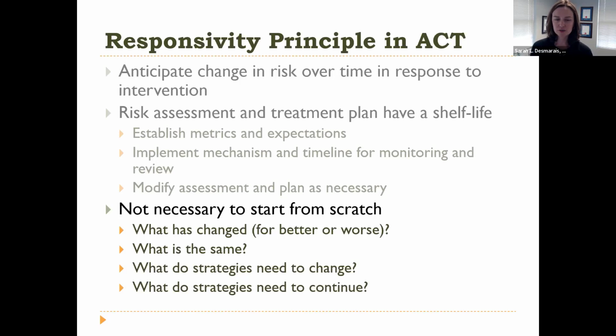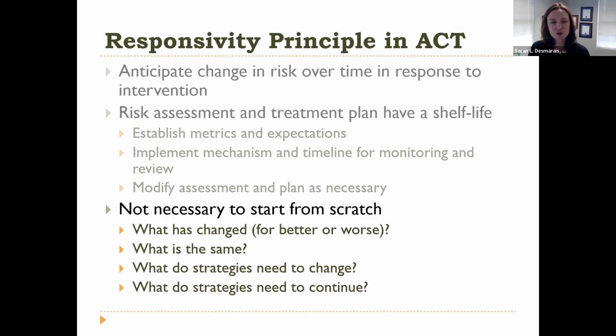Okay, what's changed for better or for worse? What is the same? What strategies do we need to change, and what strategies do we need to continue? If you go through and answer those 4 questions, you could very quickly update a risk assessment, especially if it's online, but also if it's just a paper copy, and be done with it.